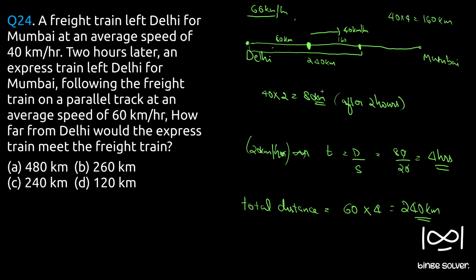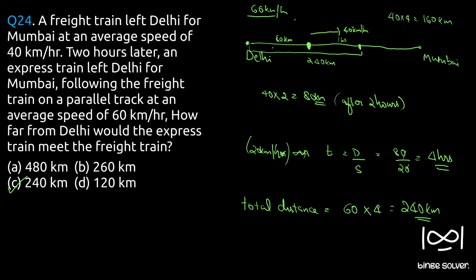Okay, anyway, solution to question 24 is C, 240 kilometers. So by the time the express train catches up with the freight train, it must have traveled 240 kilometers from Delhi. So that is the solution. Solution to question 24, C.